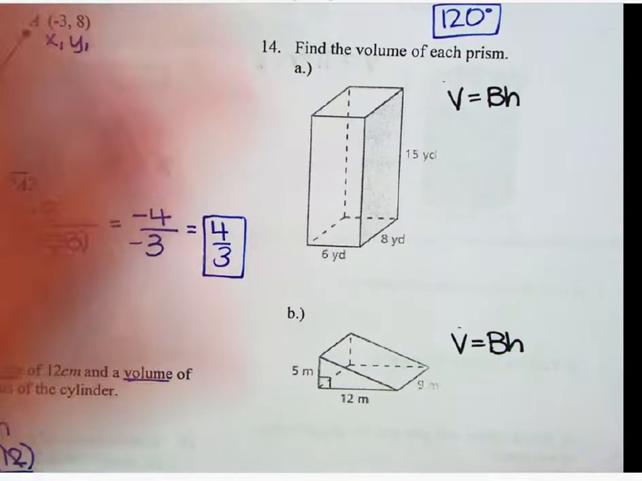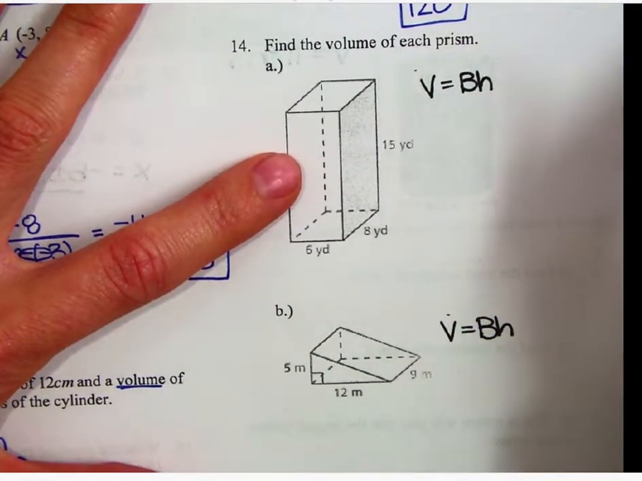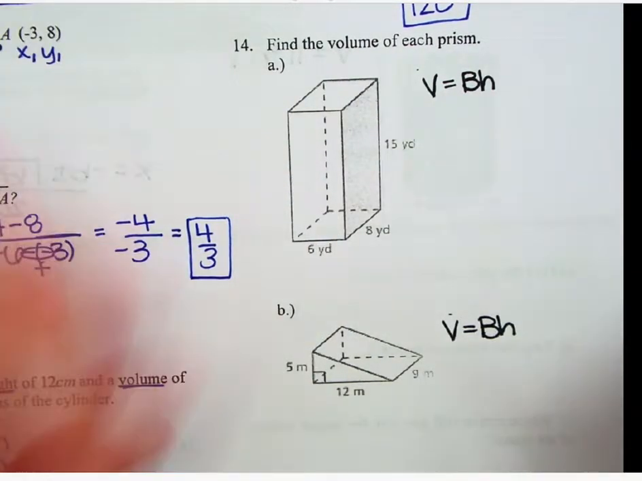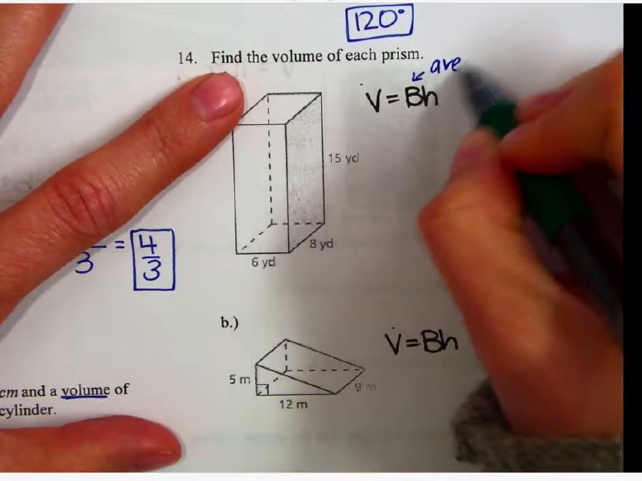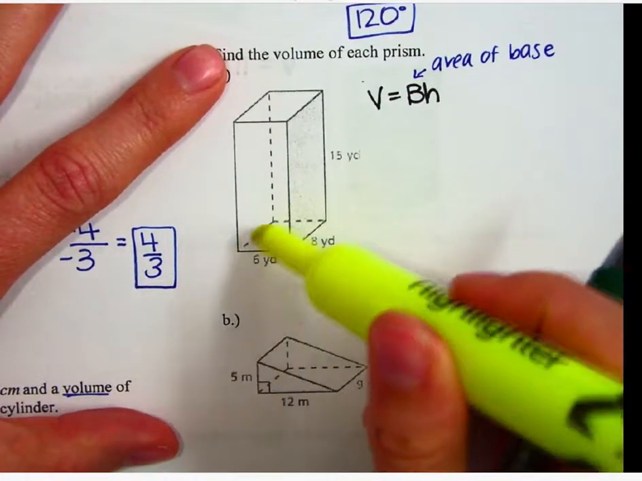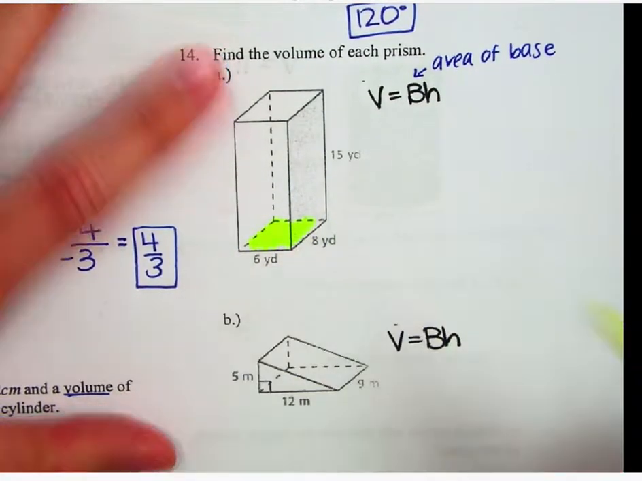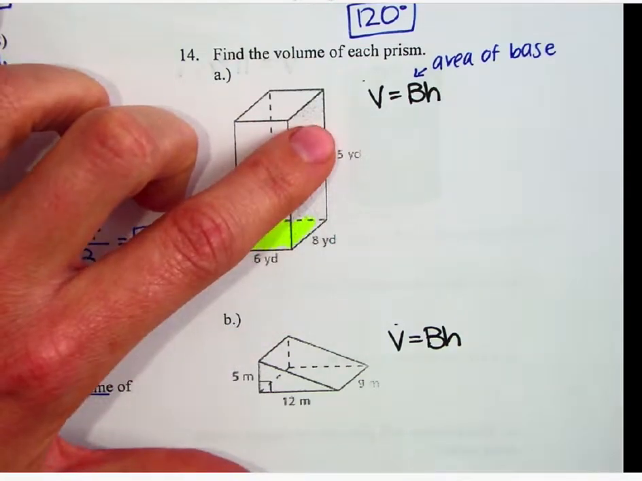For number 14, we're going to find the volume of each prism. So we have a rectangular prism and we have a triangular prism. Each of the prism formulas are read as the area of the base times the height. So if you look at the base here, you would just multiply 6 and 8 to find the area of the rectangle and then multiply by the height.